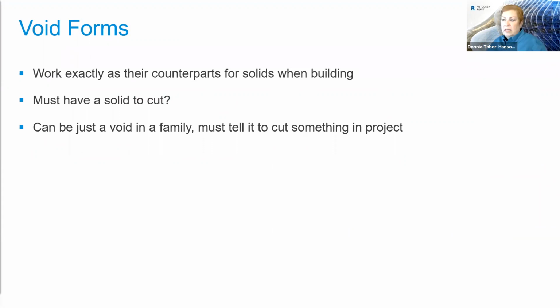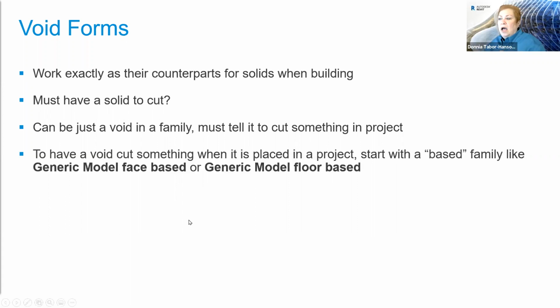So you can cut things with voids in the family, or you can have a void that is a family that cuts something when it's put into a project. If you have a void that cuts something when it's placed in a project, it has to be a face-based family. I want to go through this real quick.